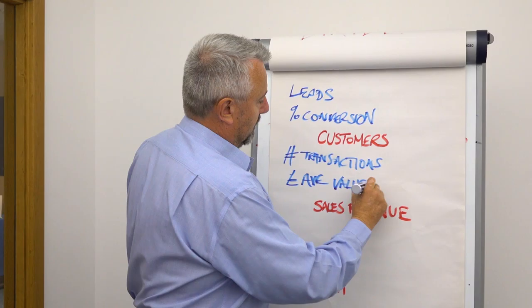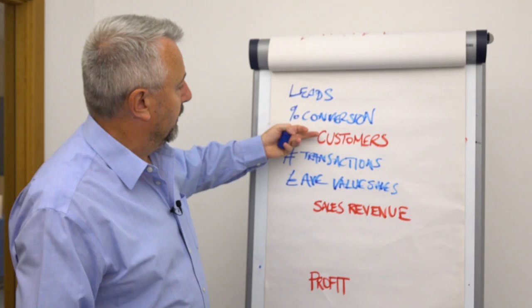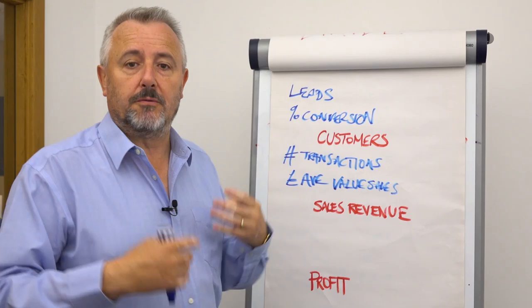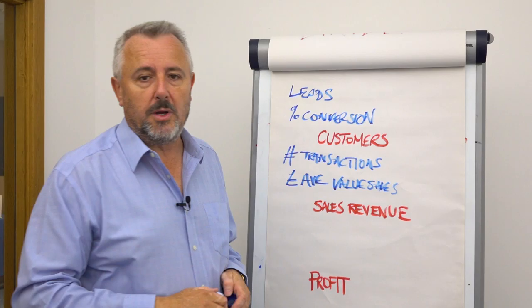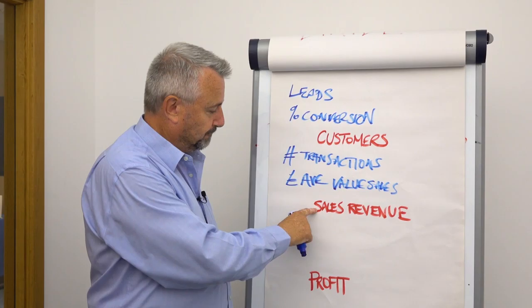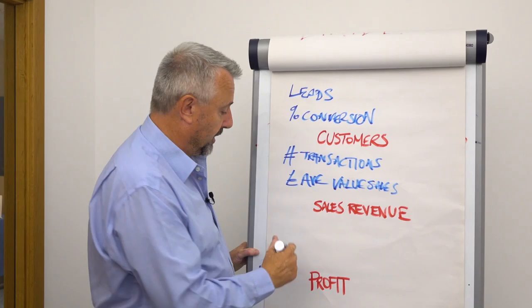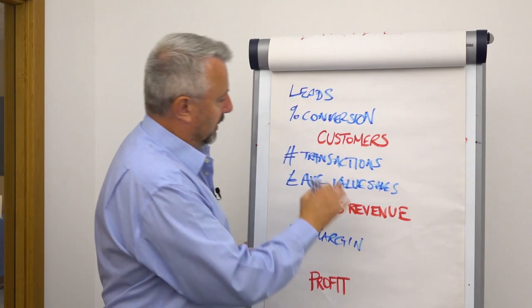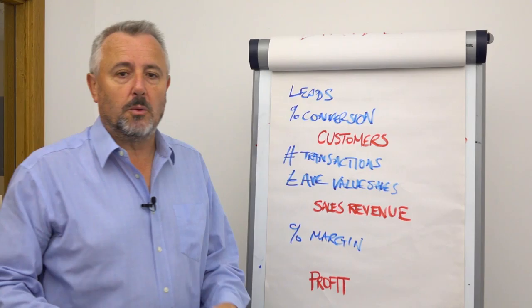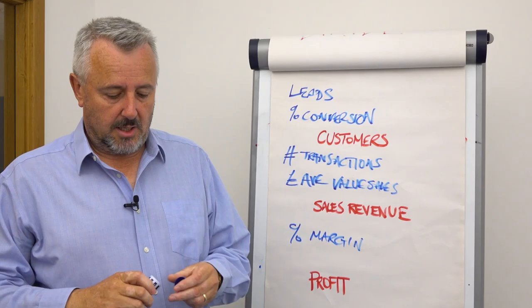So here's the compounding again. The number of customers that you've generated multiplied by the number of transactions, the frequency with which they purchase from you in that period, compounded with the average value sale, they'll then generate your sales revenue. If we want to make profit, of course, we need to make a margin. But by breaking down the component parts, the inputs, we can affect the results that we're looking for, take away ideas for improving the general profitability and growth in the business.